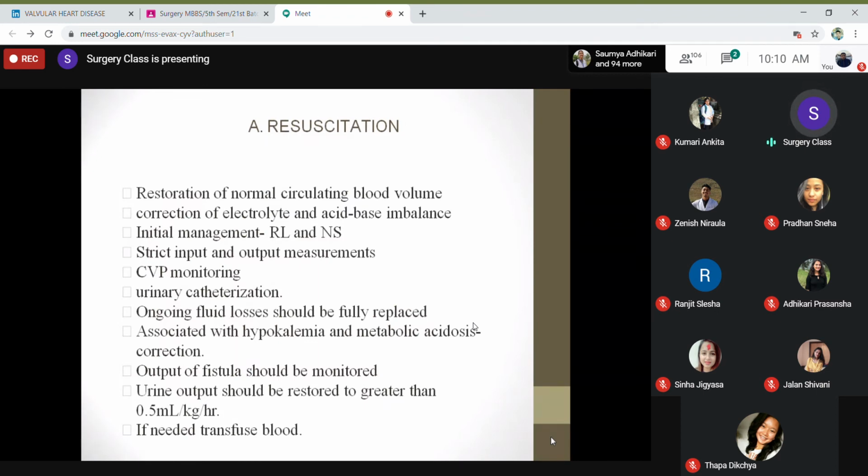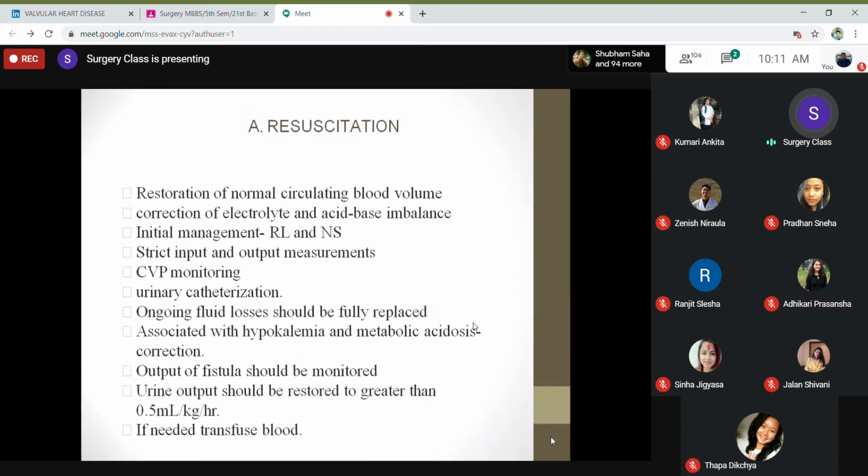Resuscitation, I already told you, just remember that. You have to monitor the urine output, and you have to watch for electrolyte imbalance, because if there is a high output fistula, a lot of potassium will be wasted, and the patient will have hypokalemia and hyponatremia. So you have to supplement the IV fluids and add additional potassium chloride, KCl, in the IV fluid, and then sodium supplementation.